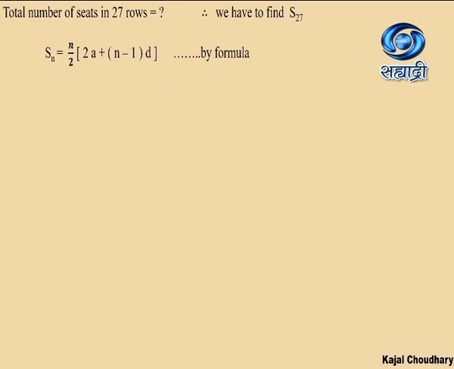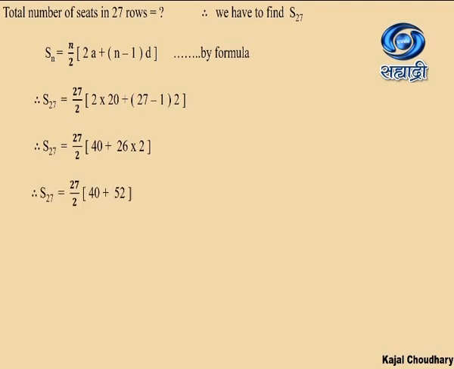Now let's see what will be the total number of seats. The total number of seats in 27 rows, so n is equal to 27 now. Sn is equal to n upon 2 times 2a plus n minus 1 d. We have a, we have n and we have d. Substitute all the values: S27 is equal to 27 upon 2 times 2 into 20 plus 27 minus 1 multiplied by 2. So this comes to 26 times 2, and 2 into 20 is 40.